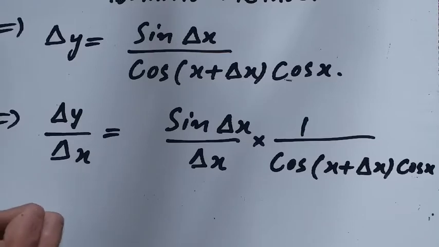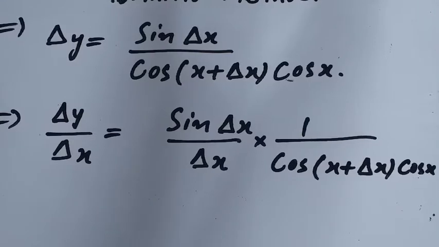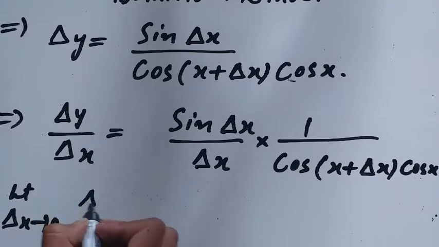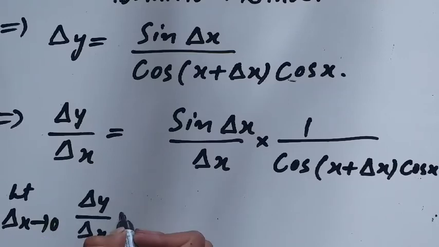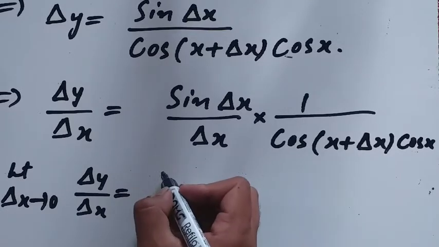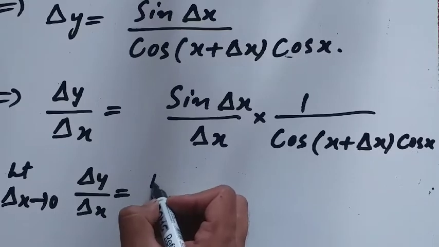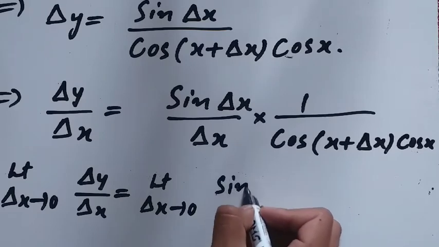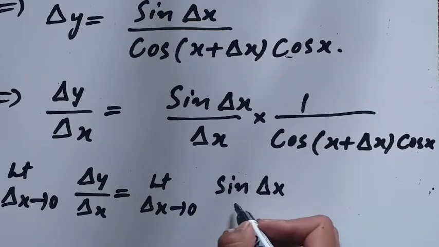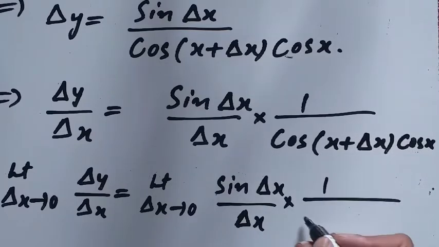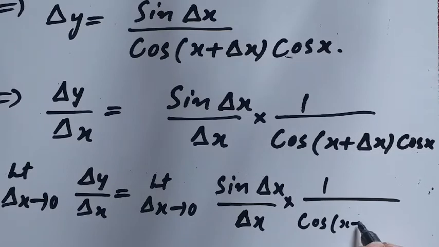Now let's approach this limit. Limit delta x approach to 0, delta y divided by delta x. All right, you can see here our sine, limit delta x approach to 0, sine of delta x divided by delta x multiplied by 1 divided by cos of x plus delta x into cos of x.